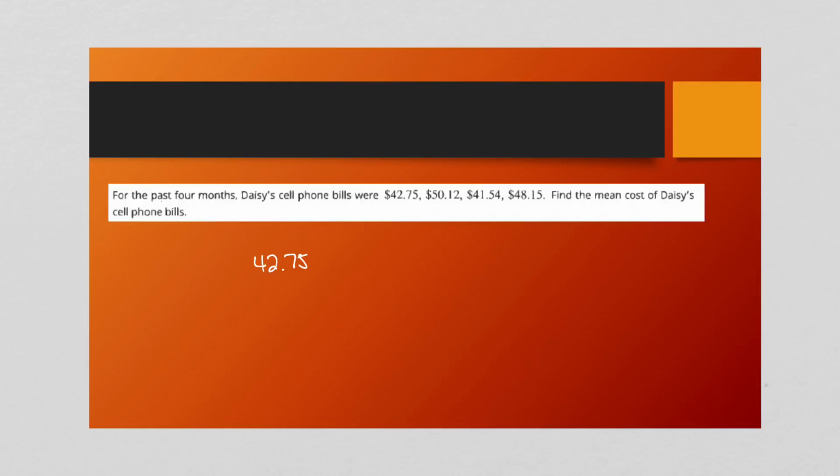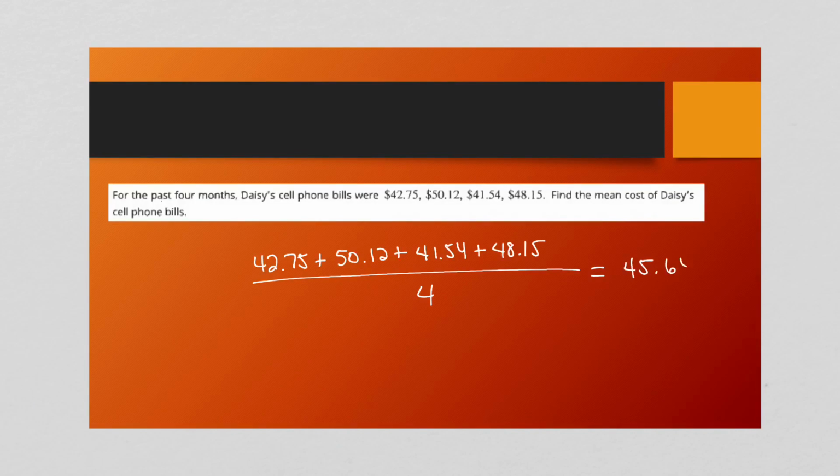So $42.75 plus $50.12 plus $41.54 plus $48.15, and I'm going to divide all those by 4. And so I get $45.64 is her average bill.